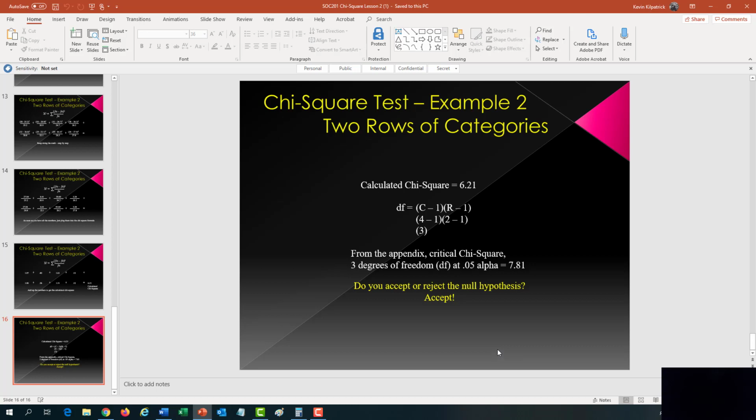So if this was a problem in your problem set or on the midterm, you're going to give me these 4 answers. 3 for degrees of freedom, 6.21 for the calculated chi-square, and 7.81 for the critical chi-square. And then just write accept or type accept. Those 4 answers are what I need. Okay? You're going to do the chi-square problem set. I'll give you another video about that.